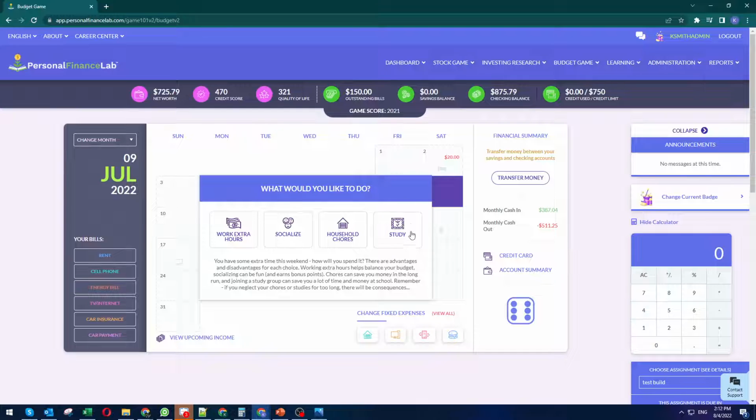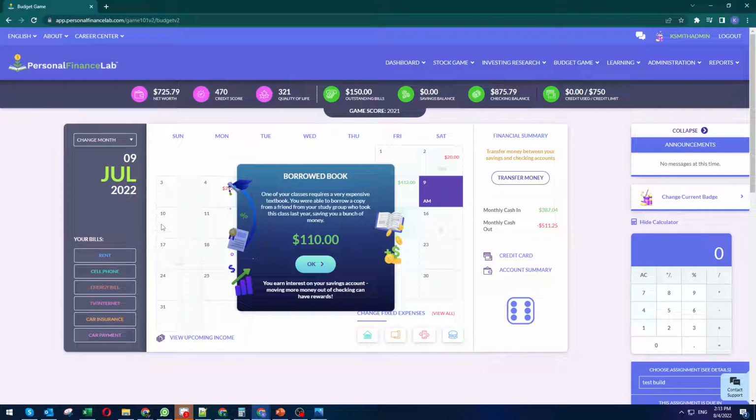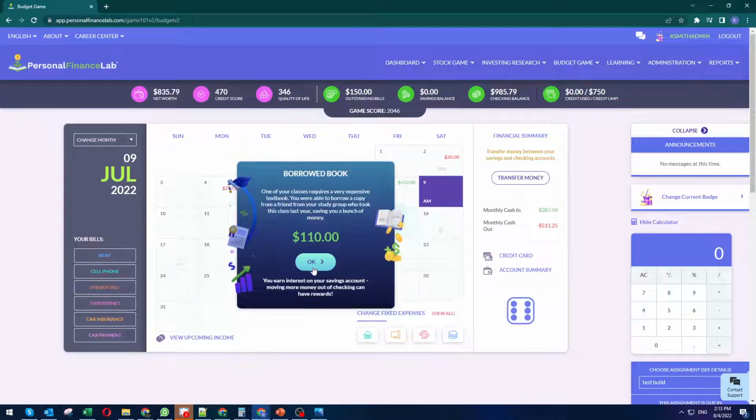Same thing with studying. If the student chooses not to study very often while they're in school, they're going to find that they're going to start getting events saying they failed recent tests, and they have to pay for extra tutoring in order to graduate. So I like studying, so I'm going to study, and you can see here I actually was able to save quite a bit of money because I was able to borrow a book from somebody else in my class, and I don't need to buy it out of the bookstore. So that's great. That goes straight back into my checking account.